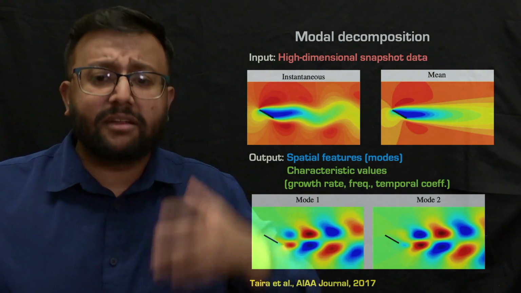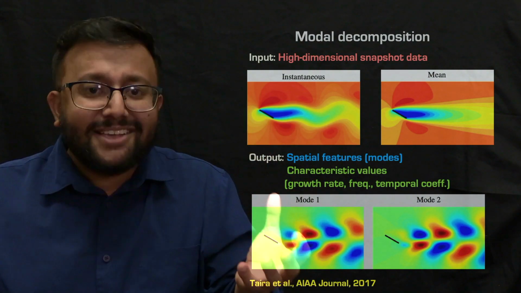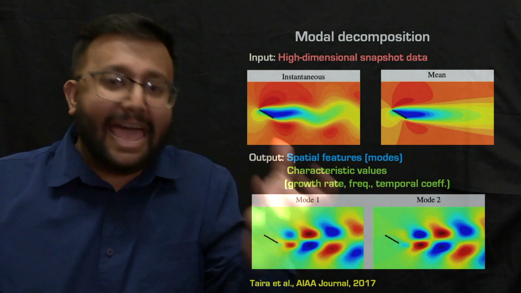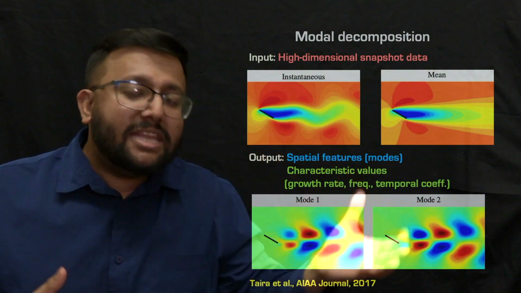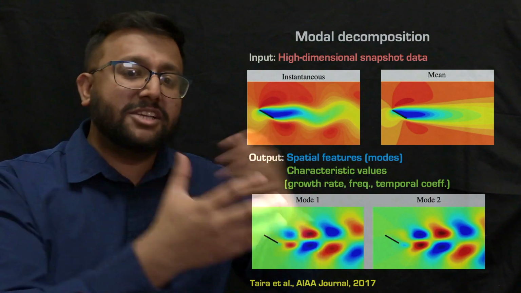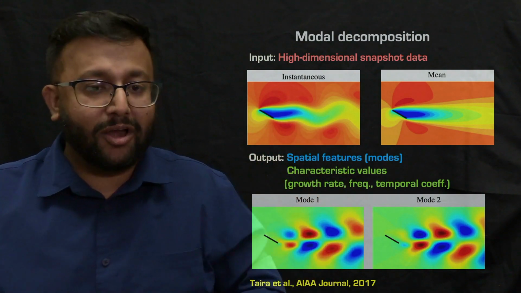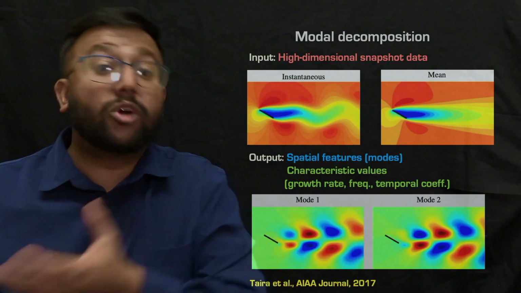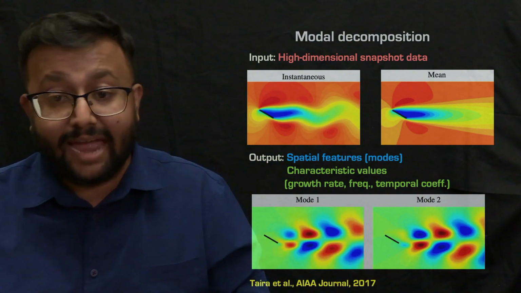So different modal decomposition techniques give you a different modal representation as well as different characteristic values. So each modal decomposition technique is basically classified based on typically what the modes represent, and what are the characteristic values that you can get.